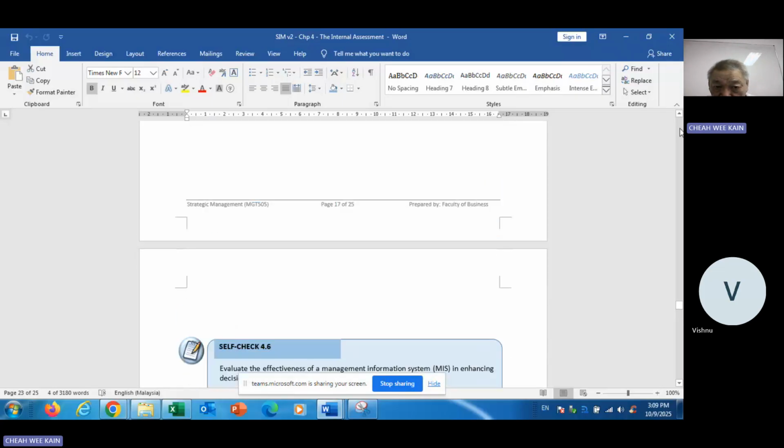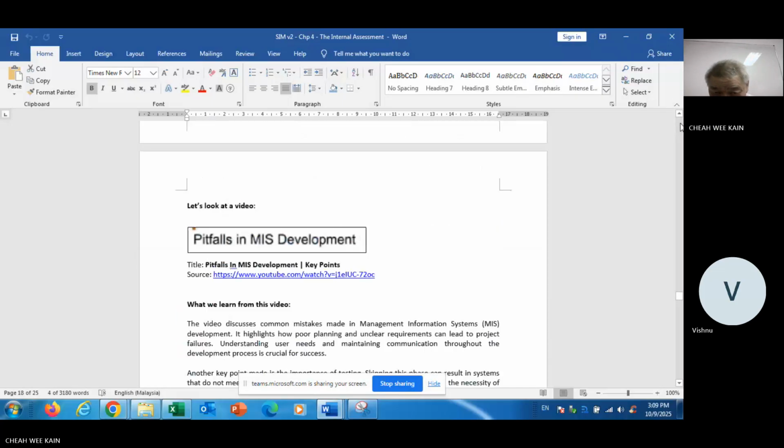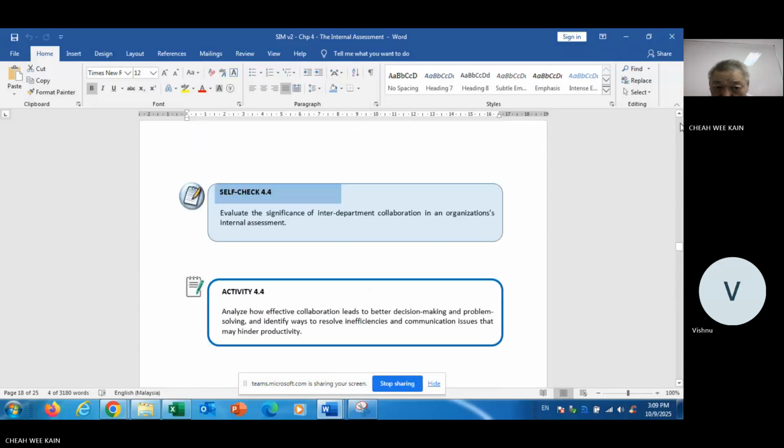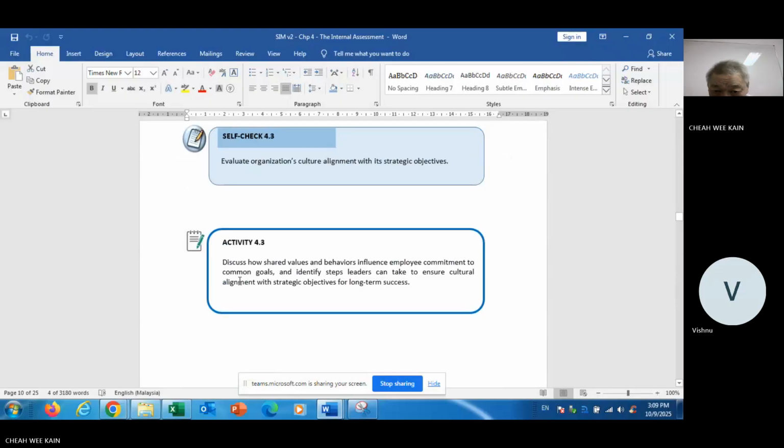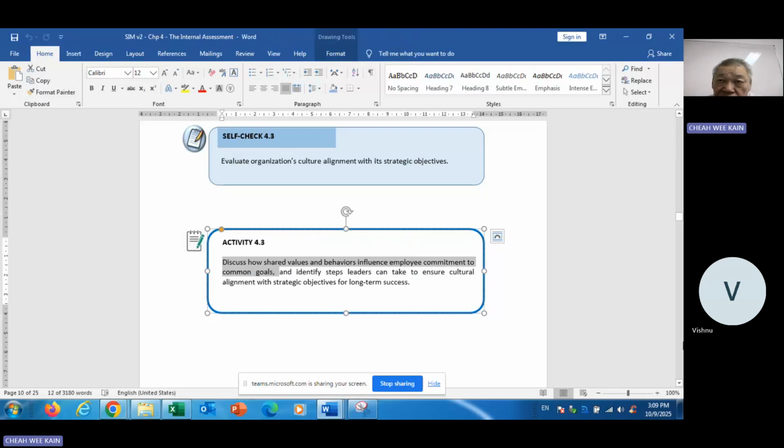So under this 4.3, what I want you to do, discuss how shared value and behavior influence employee commitment to common goals. So within one society, they have certain shared values. Let's say, for example, in a Muslim society, there are certain shared values. You must go for prayers 5 times a day. This is a shared value or religious requirement. Right? They must fast for 1 month.